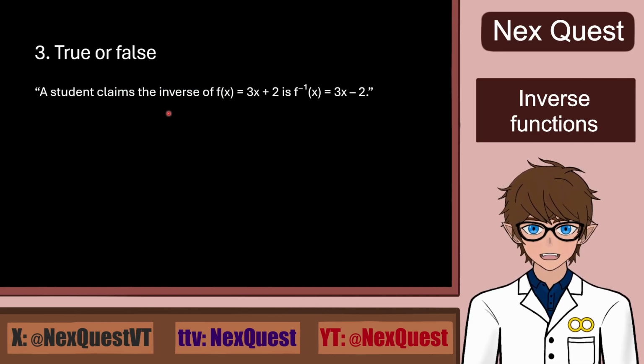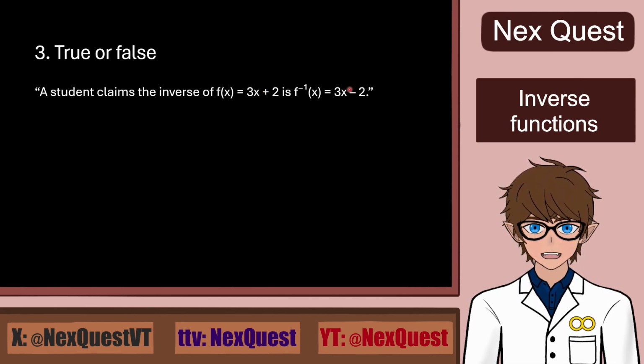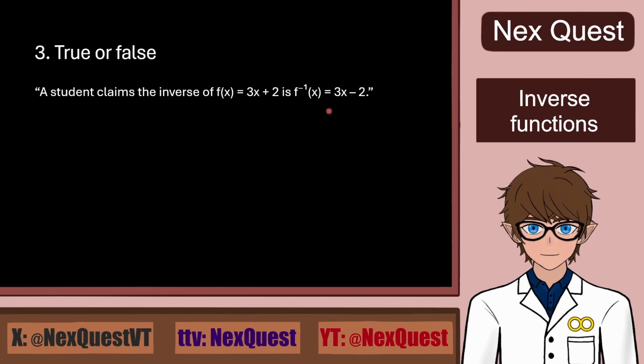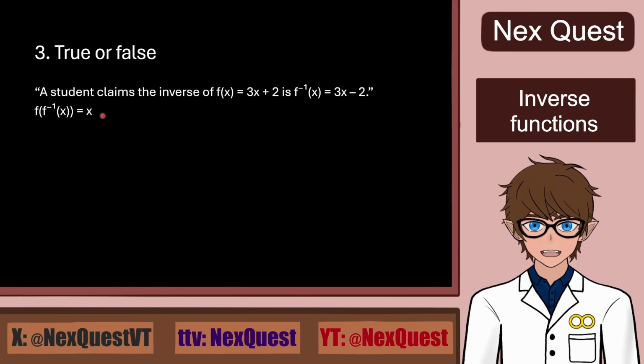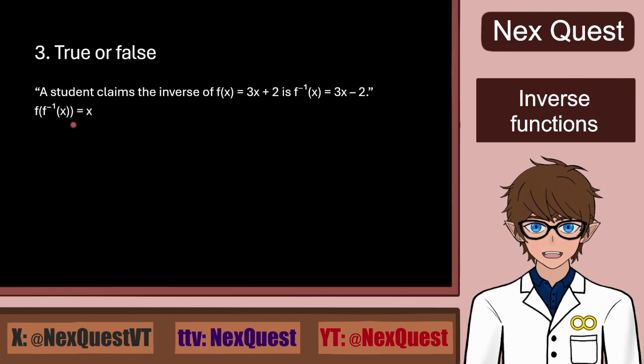Next up, true or false. A student claims that the inverse of f of x, that is 3x plus 2, is equal to the inverse of f of x, that is equal to 3x minus 2. So essentially they're claiming that the inverse function is basically just switching the sign here. Well, we either do the math and find the real inverse of this function, or we can just do this proof. Since this one is faster and easier, I assume most of you went for this one.